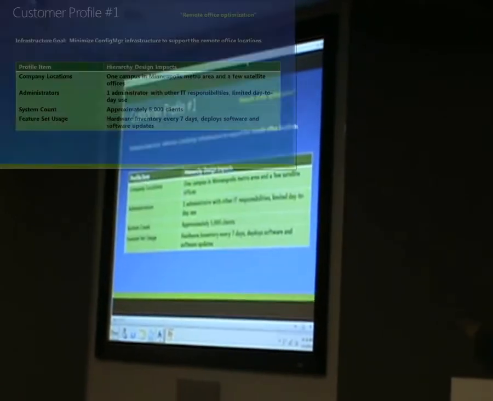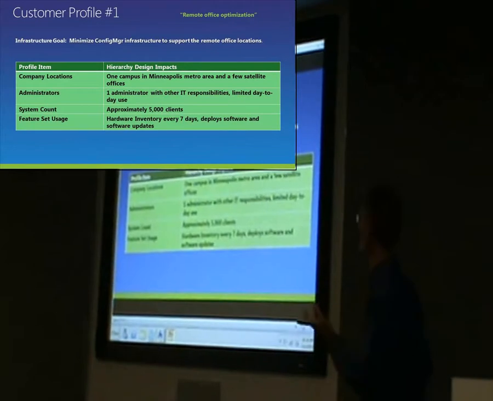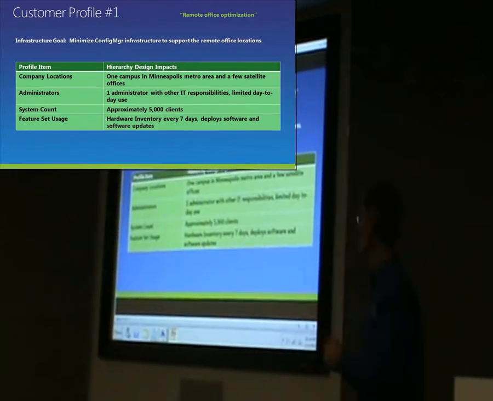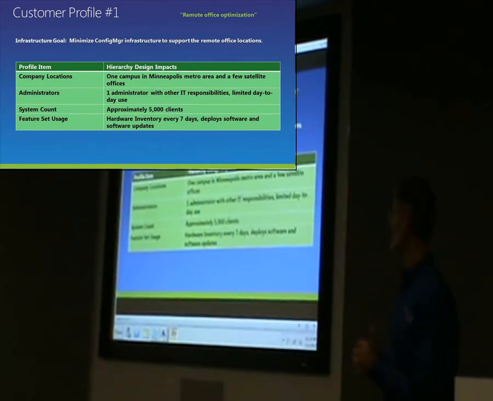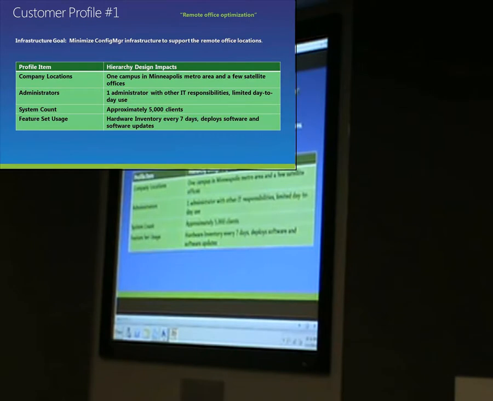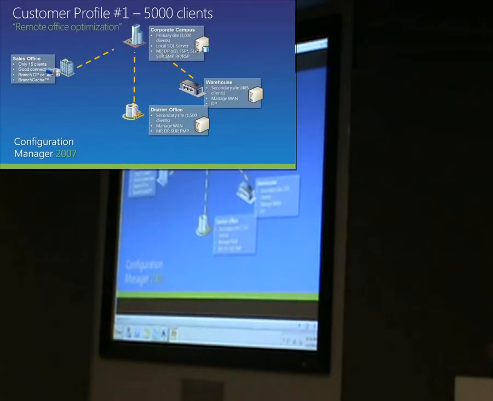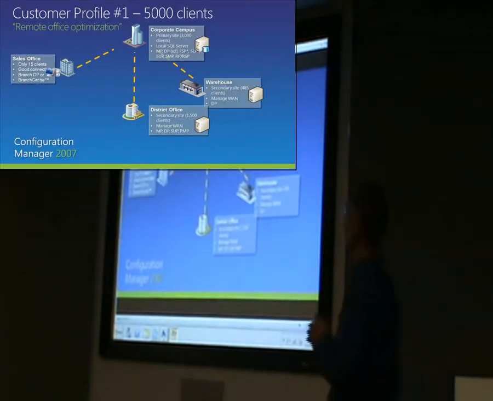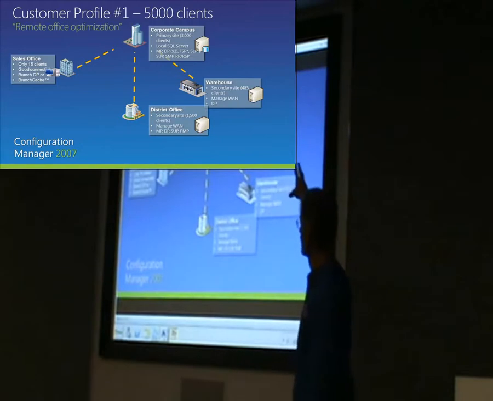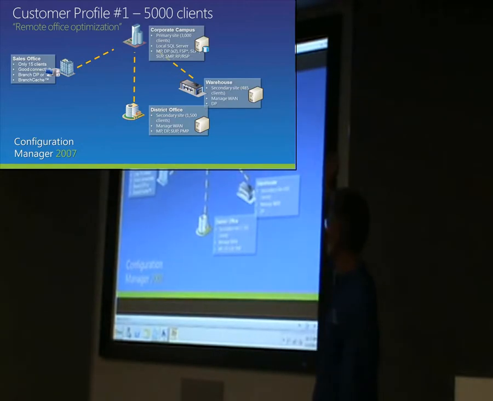Okay, so this is a small environment, 5,000 clients, one campus environment with some satellite offices, one administrator who does everything, and then they use most of the features fairly well. So here's what we think they would have in a 2007 environment. So they have the corporate campus with central site. There they say 3,000 clients, local SQL server.